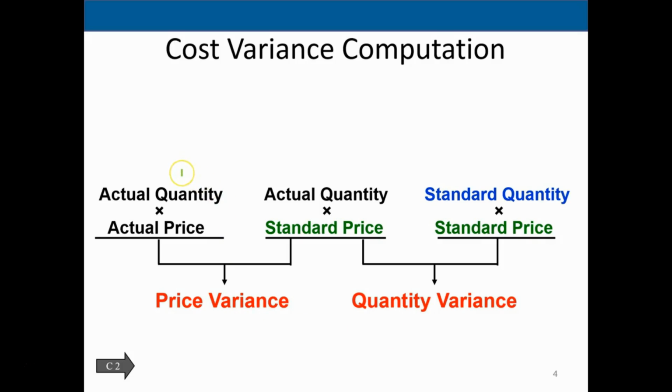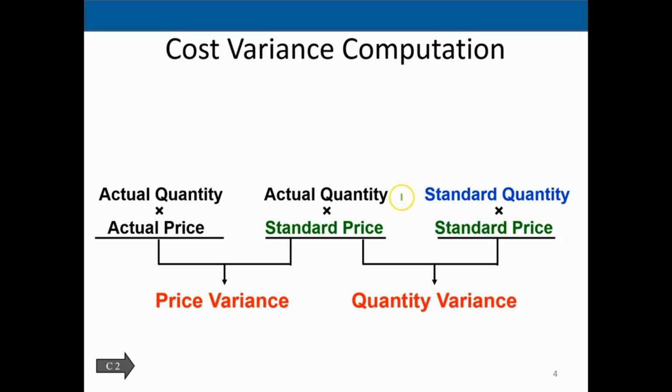Well, we can say the actual quantity is the constant here, and we're comparing actual quantity and actual quantity. We're taking actual quantity times the actual price and comparing that to the actual quantity times the standard price. So the difference between these two calculations is due to the actual price versus the standard price. If we subtract these two out, then we will get the price variance, as opposed to the difference over here being the actual quantity and the standard quantity.